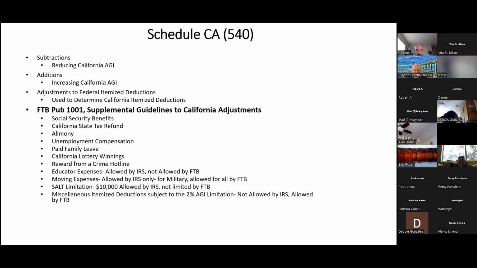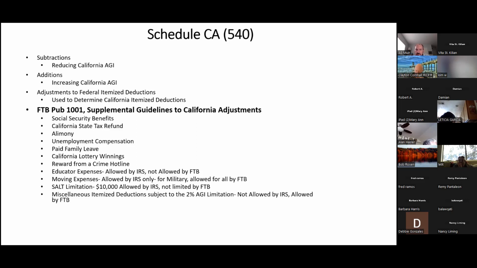You want to determine if it is indeed alimony. I remember one time talking to a guy, and he was making payments to his former wife. I asked a few more questions, and I said, that's not alimony. That's you being generous to a person because you choose to be generous. It has to be ordered by a court official who has jurisdiction. Unemployment compensation, that will be automatic in your software. Your California lottery winnings, that's something you're going to have to make a manual entry for.